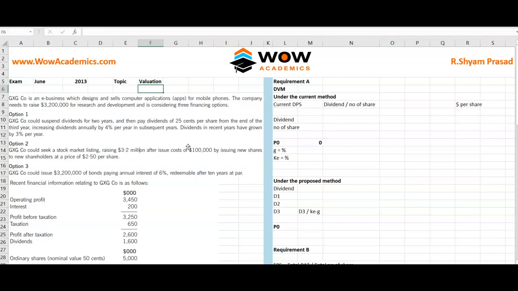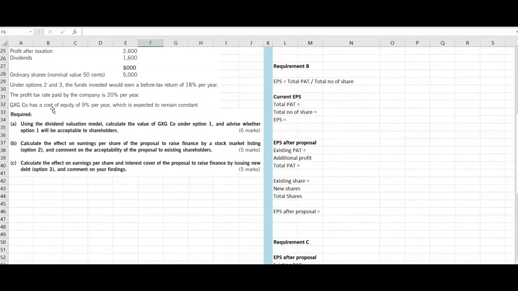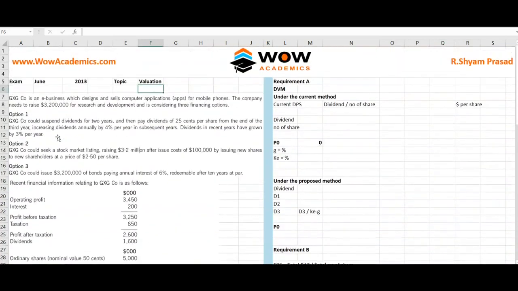So we'll start with this problem. This problem is a valuation problem, and this question was asked in June 2013. We'll start with the required. It is a lengthy question. Using the dividend valuation model, calculate the value of GCO under option 1 and advise whether option 1 will be acceptable to shareholders. They're asking us to value it through the dividend valuation model. So we'll just go through the entire question.